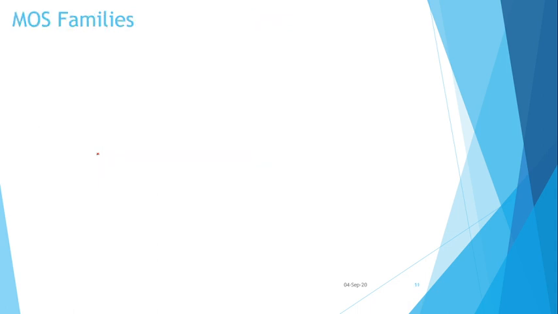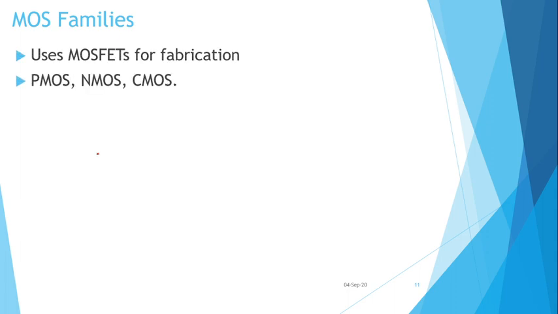Then MOS families, or unipolar families, we can call it. MOSFETs are used for fabrication: PMOS, NMOS, CMOS. Just now we have seen this. PMOS is the oldest and slowest. In the earlier days this PMOS technology was used, and its working is quite slow. Now there are technical reasons why PMOS is slow and why CMOS is fast.